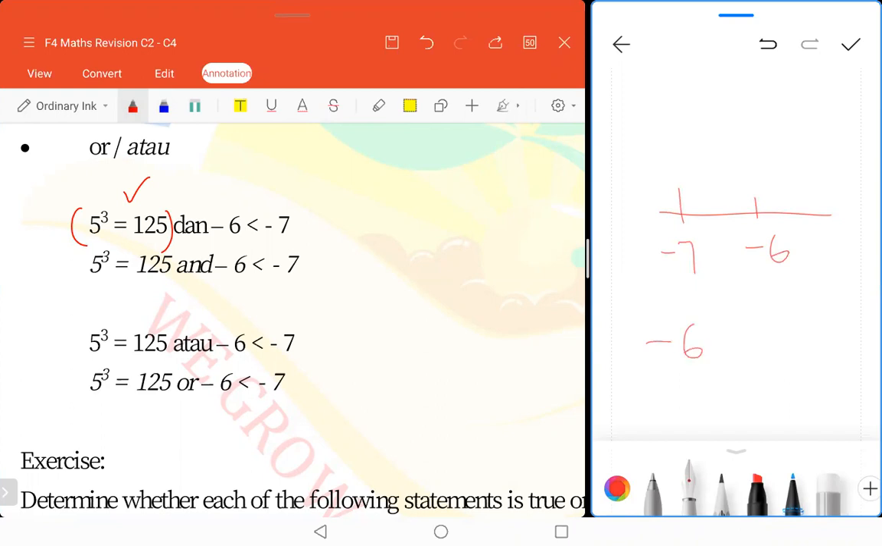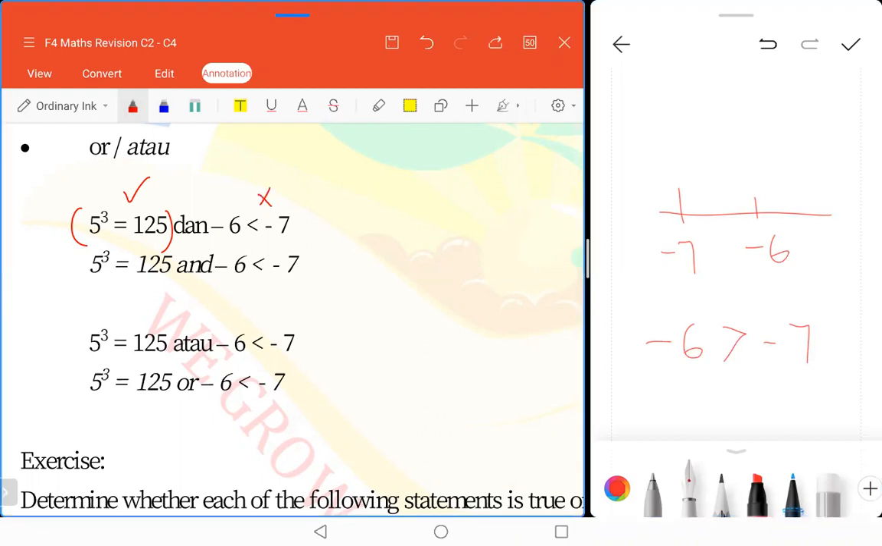So -6 should be greater than -7. So the last sentence here is incorrect. So one wrong, one correct. Because of and, this whole statement is false. It's a false statement. But if the middle one is or, this is correct, either one correct, even though this is wrong, then it will become a true statement because of or.